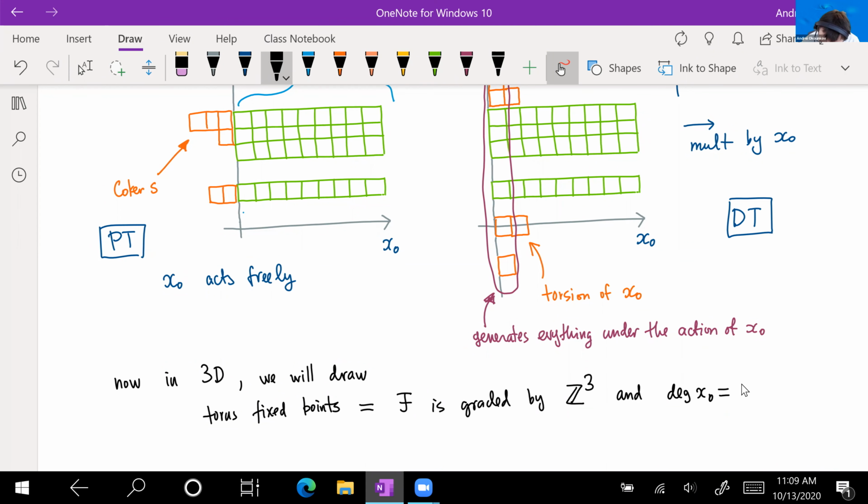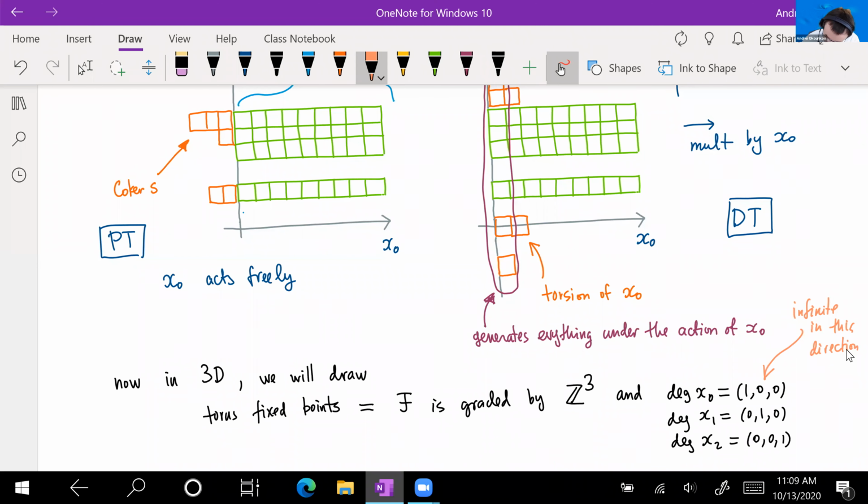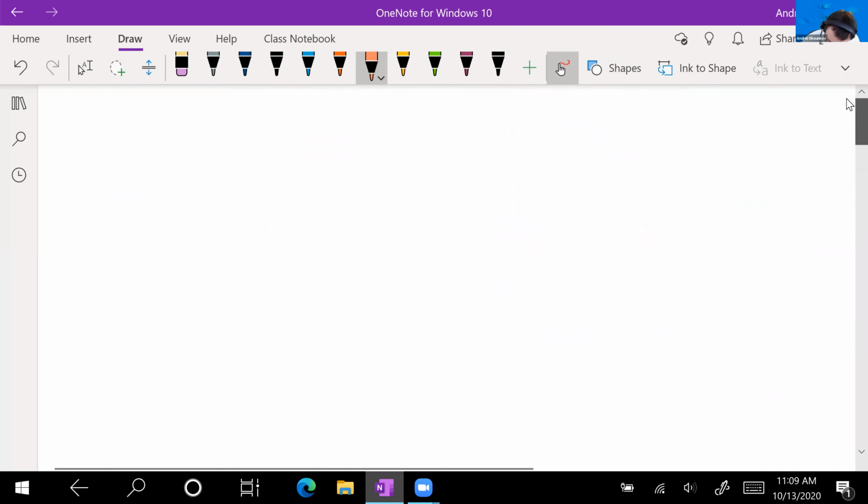x1 is when the x naught is like 1, 0, 0. Degree x1 is 0, 1, 0. And degree x2 is 0, 0, 1. And so then similarly, our picture would be extending, would be infinite in the one. So it would be infinite in this direction. And what would it look like? I have this prepared here.